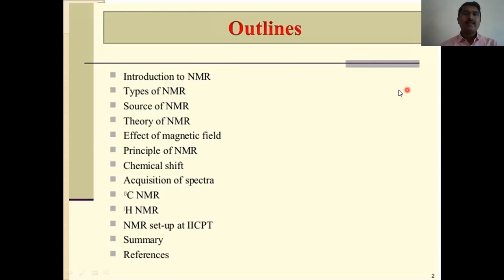That is, the first point is the introduction to the NMR, types of NMR, source of NMR, theories, effects of the magnetic field, principle of the NMR, chemical shifts, aspects of the spectra, C13, H1 NMR, NMR setup, and different types of numericals we will see.